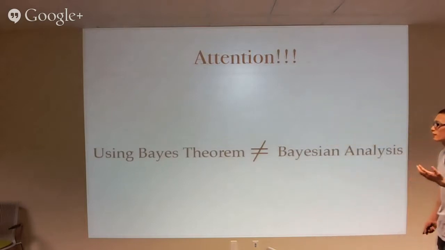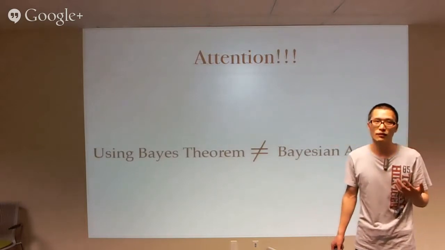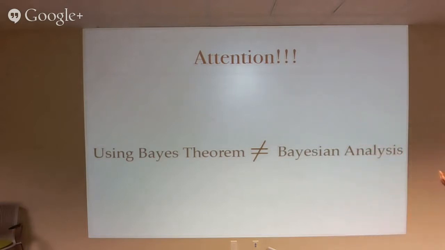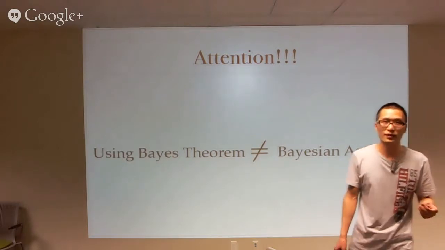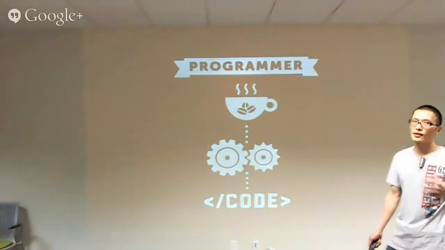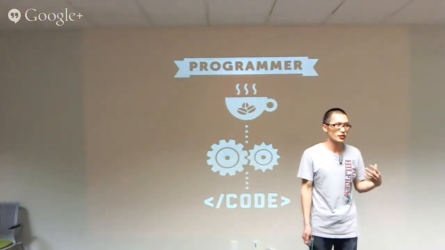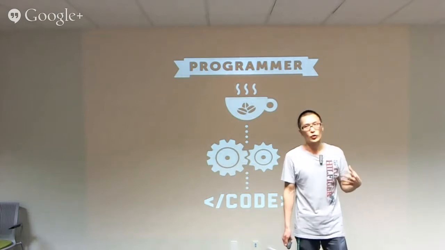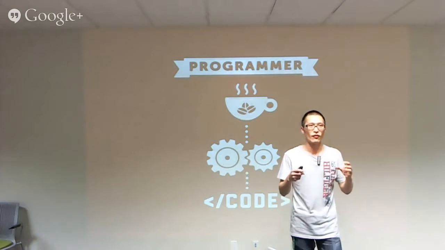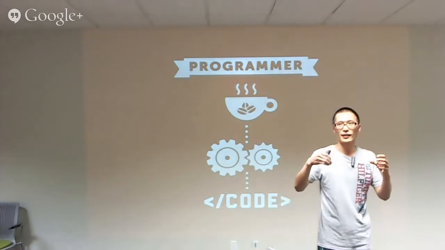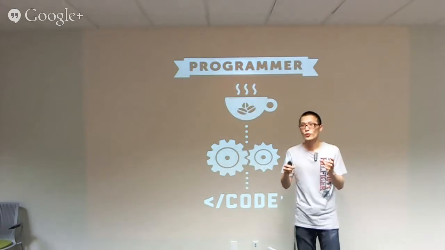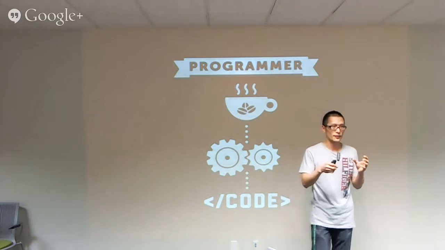But Bayesian analysis in R is different from just using the Bayes theorem. Bayesian analysis is not just using the Bayes theorem, okay? Next, assume you are a skilled programmer and you just compiled a program. You may be confident that the program will run correctly, but sometimes there is some bug in your program, right? So you want to find some data to test your program.